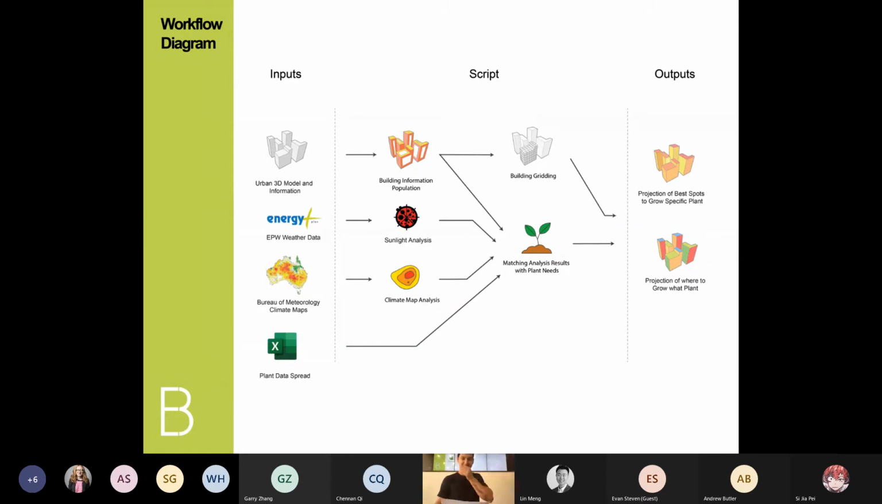So now we know how to suit a plant type with a space on an urban site. We can plan how to make it happen. This here is my workflow diagram and is broken down into a series of inputs that are processed by a Grasshopper script into more meaningful outputs.